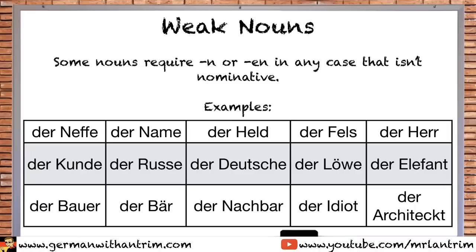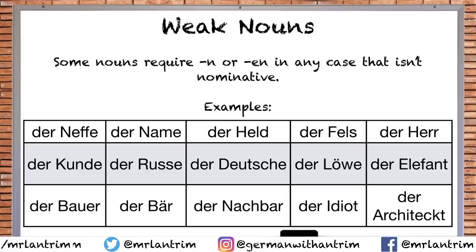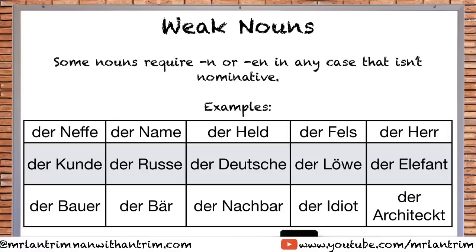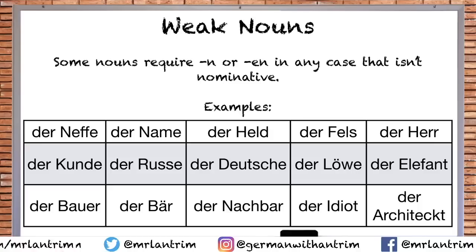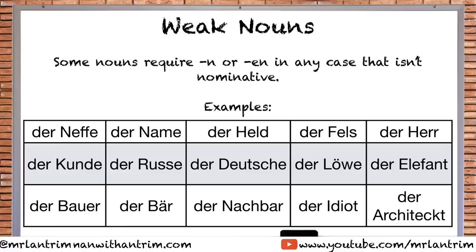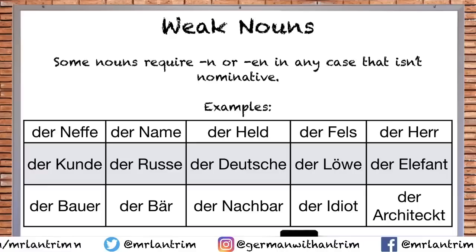So anyway, examples of this, der Neffe. It's a masculine noun. It ends in an E. This is a relatively common example. Der Neffe is the nephew, and it adds an extra N when it becomes den Neffen in the accusative case. Der Name is also a masculine noun that ends in an E, so we have den Namen in the accusative. Kunde and Russe and Deutsche and Löwe all fall into this same category of things that end in E and are masculine nouns. Be careful with this rule, though. There is at least one very prominent exception. Der Käse is not a weak noun. It's the cheese. It is a masculine noun. It does end in E, but it is not a weak noun, so it does not add that extra N for the accusative case.